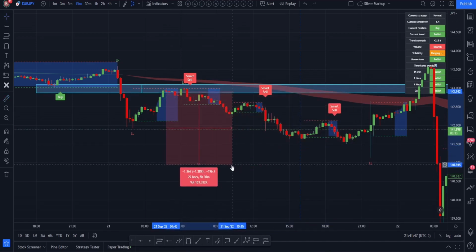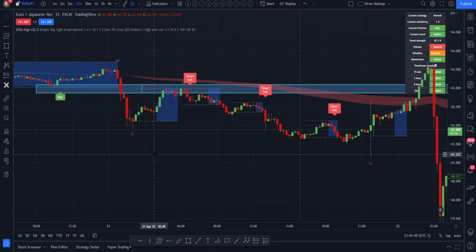but we're only going to go for a certain number of pips. I'm going to tell you the risk management component of it in just a second.